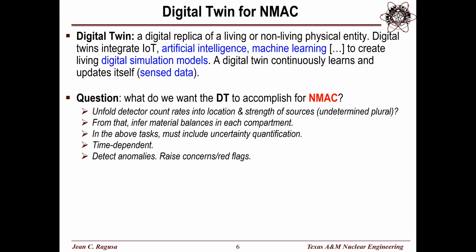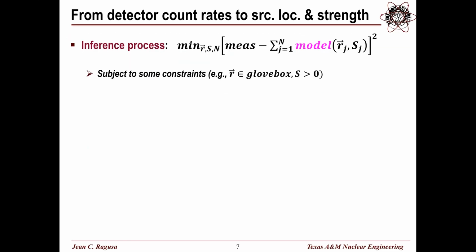And from knowing the source strengths and their position, we'd like to infer material balances in each compartment. We should, of course, include uncertainty quantification when we do this. We want to do this in a time-dependent manner, maybe every 5 minutes or every 10 minutes. We have an update of our material balance, and we want the digital twin to help us detect anomalies and raise flags whenever it's needed.